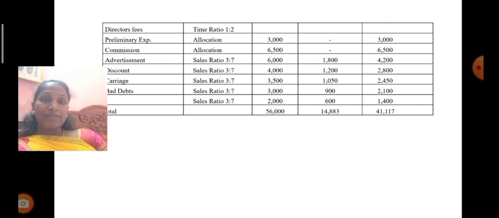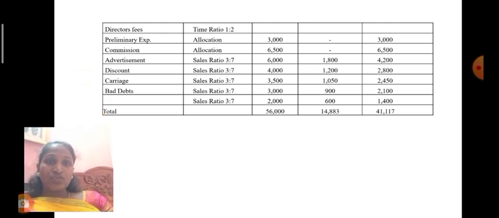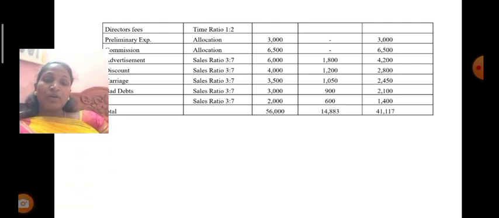Next, advertisement comes under the head of sales ratio. Discount comes under the head of sales ratio 3:7. Carriage, sales ratio. Bad debts, sales ratio 3:7. So all the items have been allocated on the basis of time ratio and sales ratio. So we need to add the total expenses. After adding the total expenses, the expenses can be deducted from the income.